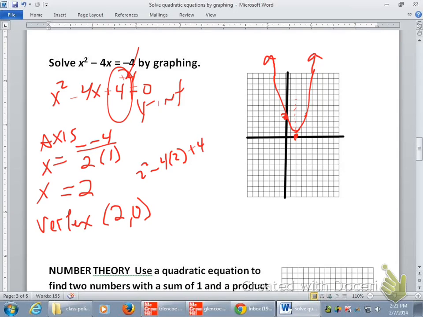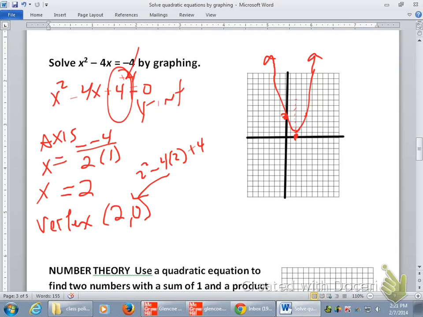Yes, ma'am. What is that number out there? Above the 2? Yeah. You're talking about this guy? It's 2 squared. I was plugging it back into this equation up top. So that's 2 squared here minus 4 times 2 plus 4. That's just plugging in the equation. That's what gave me the 0 right here.